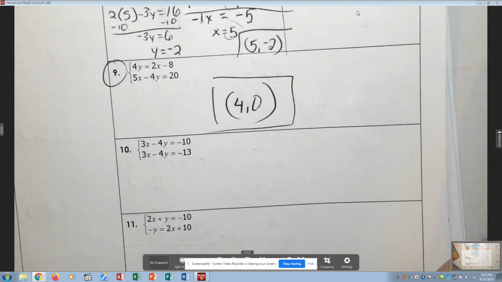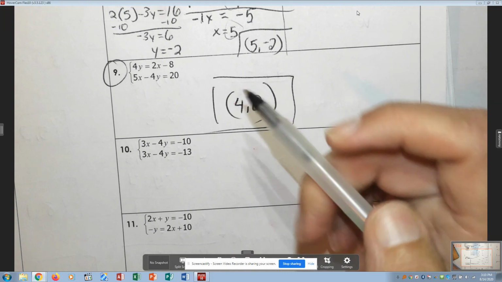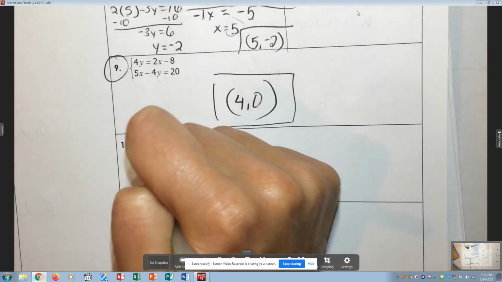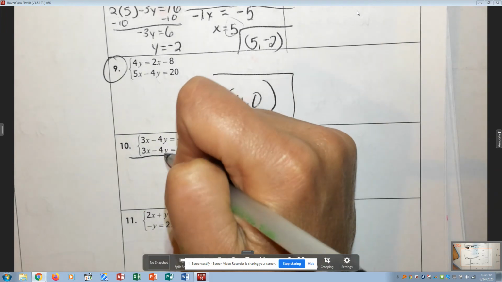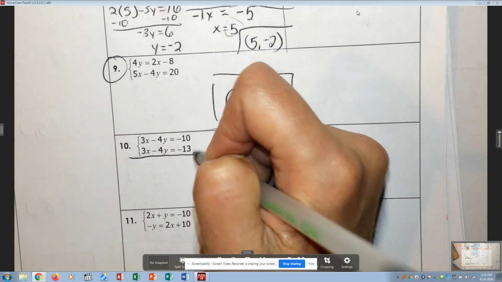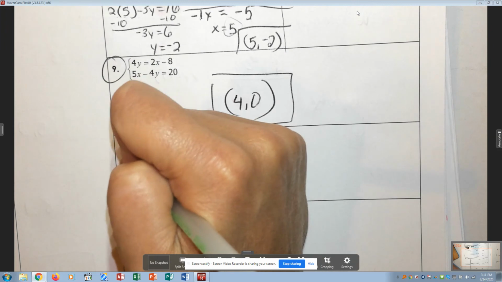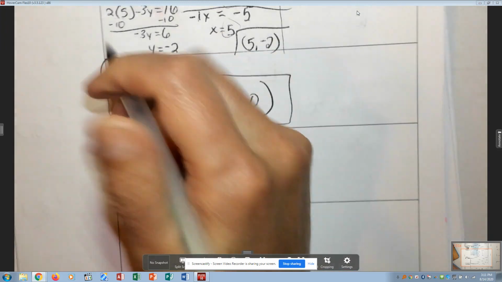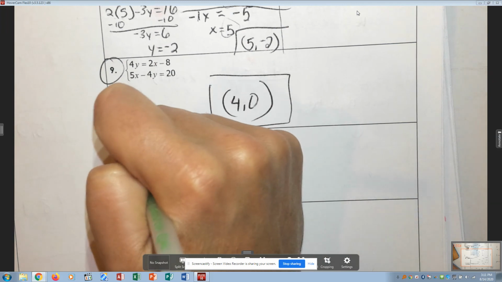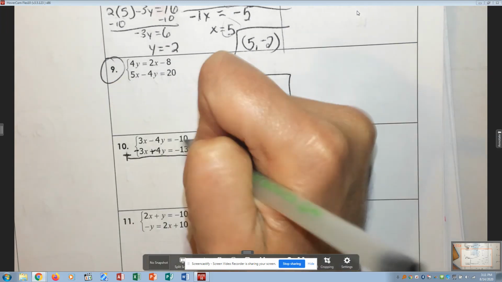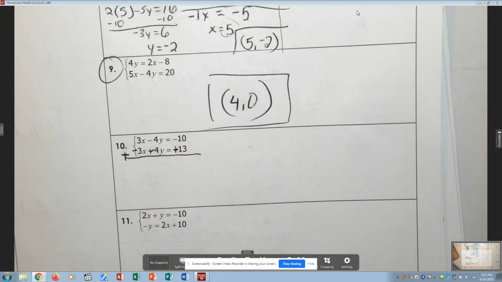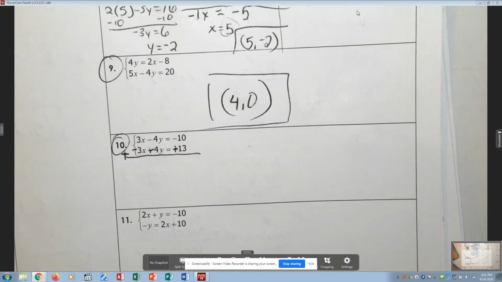Number 10. So I've got the same variables all over the place, right? Common variable, not common constant. So I would subtract the two equations because these have the same sign and these also have the same sign. But subtraction stinks, so add the opposite, opposite, opposite. What do you get? And tell me what's going on. So do number 10 for me.